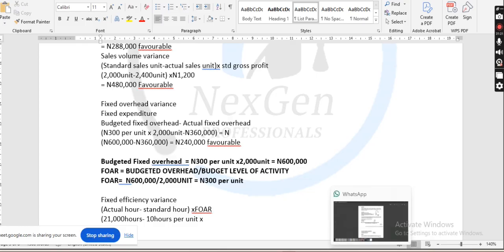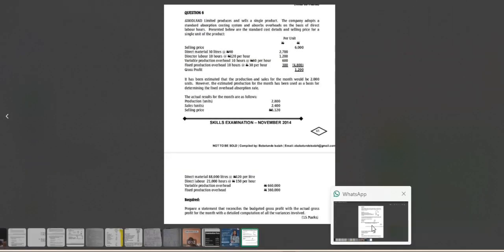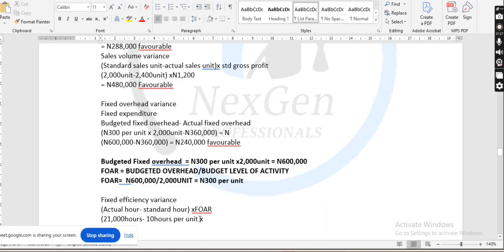I've said this several times, class, that you cannot compare standard and actual. Standard must have an element of actual. And you have 10 hours per unit. How can you multiply 10 hours per unit times 300 naira per unit? This is 10 hours per unit, class. This is units.